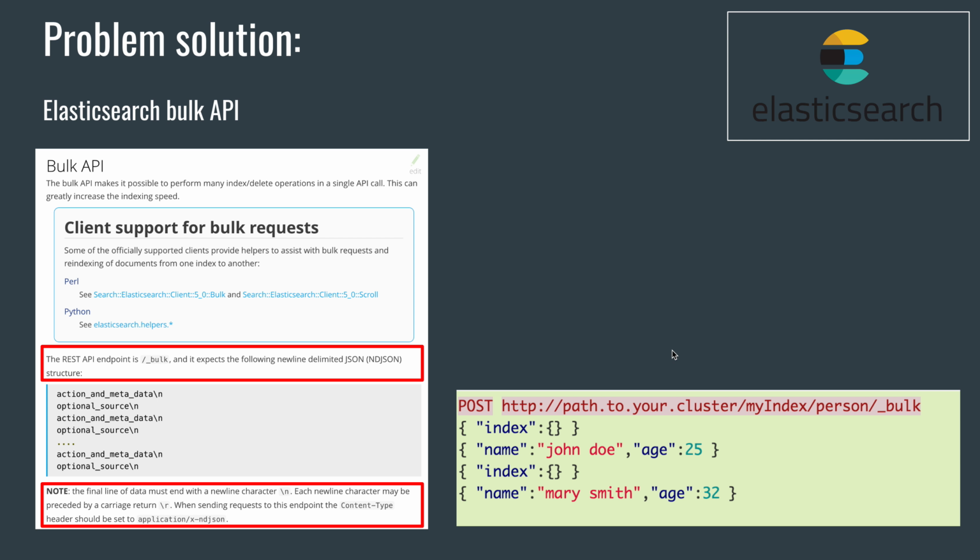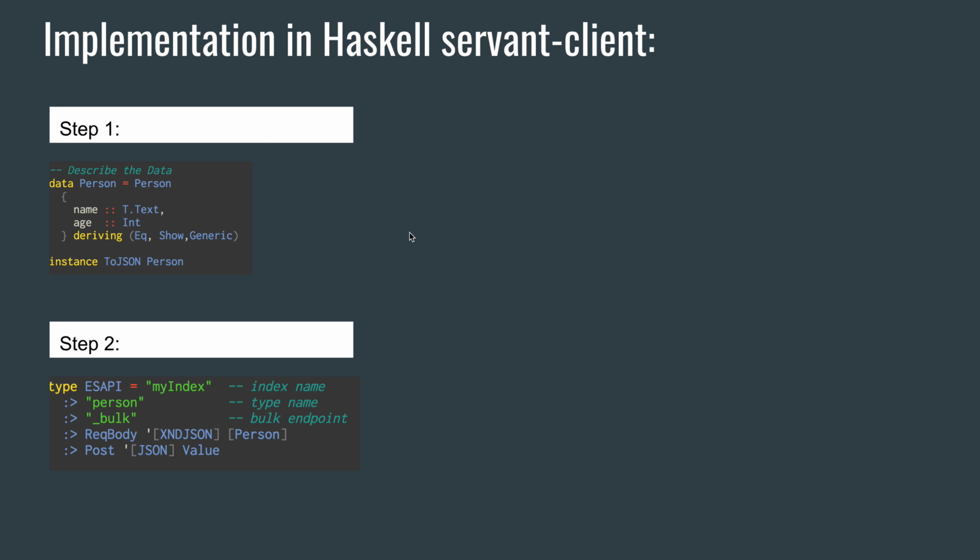Okay, now let's see how to implement all this in Haskell Servant. First step is to create a Haskell data type. This is a trivial example showing here, but in real-world applications, the JSON structure could be quite complex. The next step is to create the API. This is quite straightforward, as explained already in my previous tutorial.